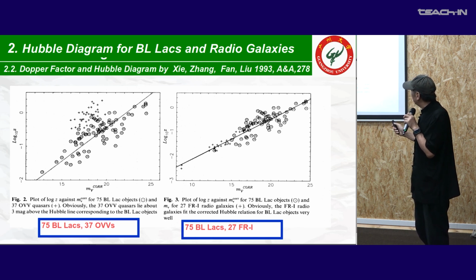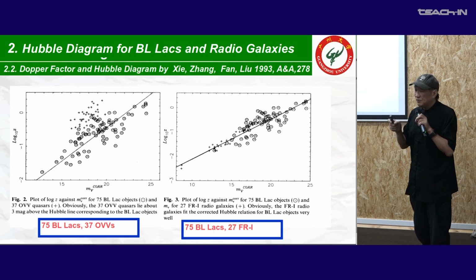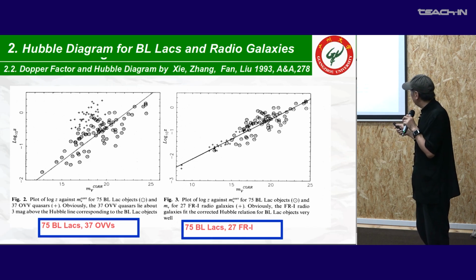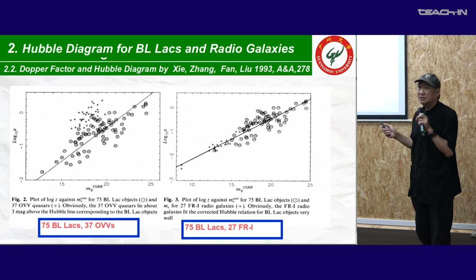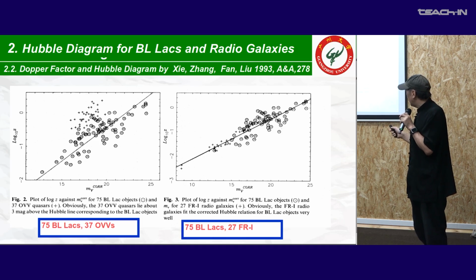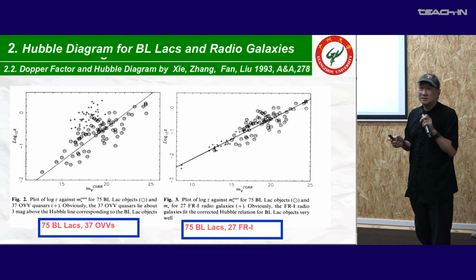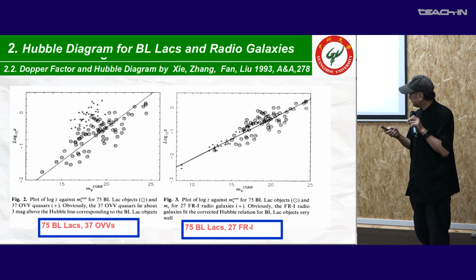If we put radio galaxy and XBL and the corrected RBL in this plot, we found they follow the same relation. So we propose that BL-like objects and FR1 are the same class. I think they are unified.